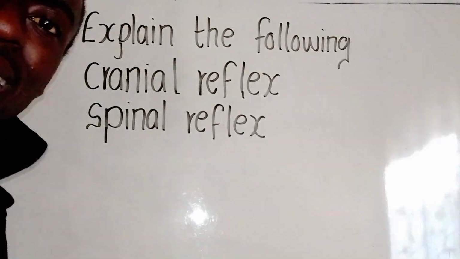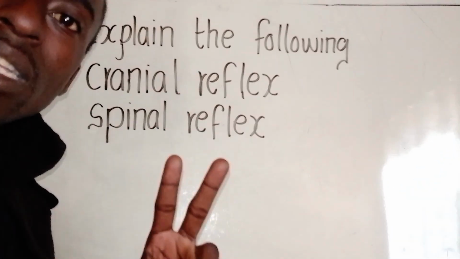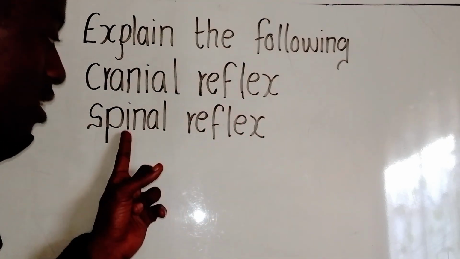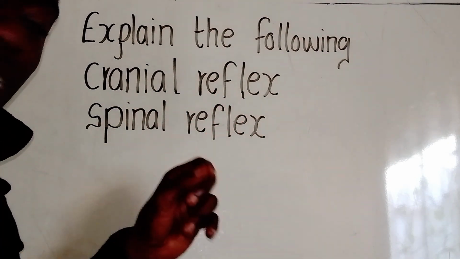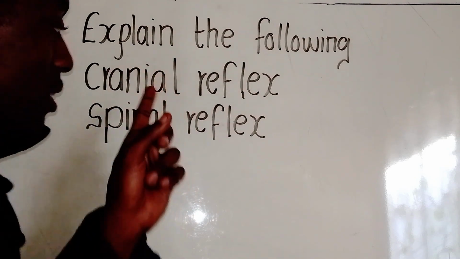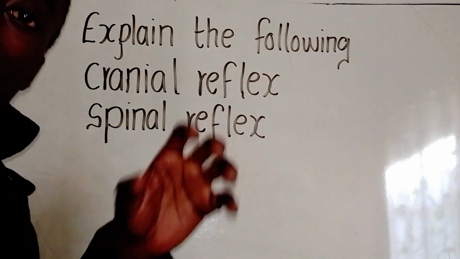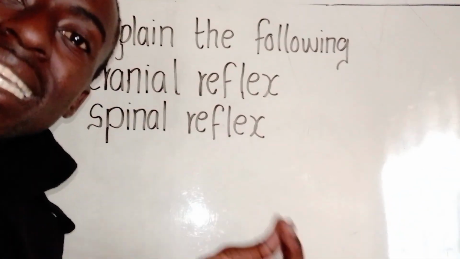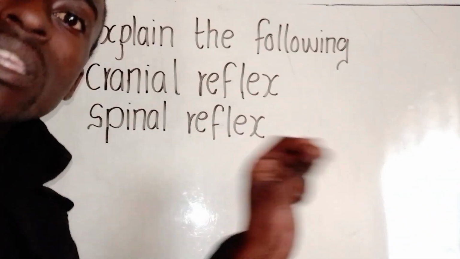Now, you must understand that we have two types of reflex: the cranial reflex and the spinal reflex. But the question is saying explain. So now, what is the cranial reflex? A cranial reflex is a type of reflex where the electric impulse passes through the brain.